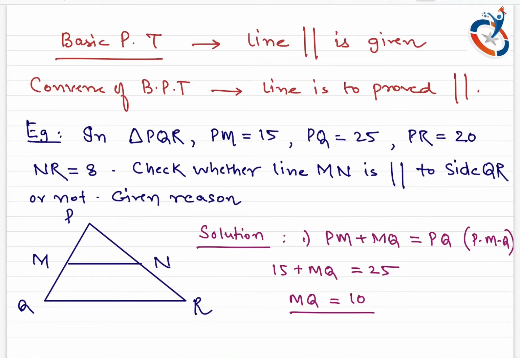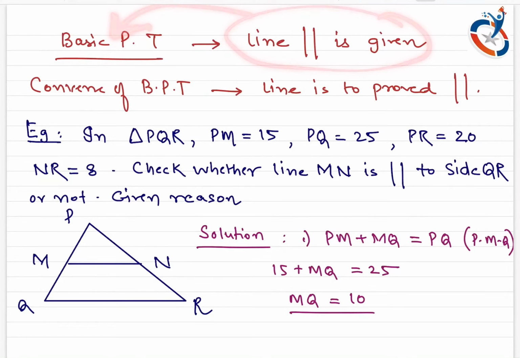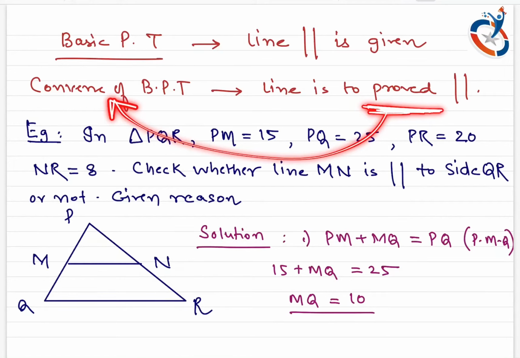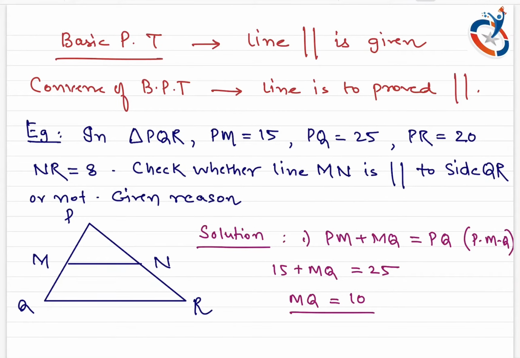I repeat this again. If in a sum the line is given parallel, then you have to use the basic proportionality theorem. And if in a sum you have to prove the line parallel, then you have to use the converse of the basic proportionality theorem. Clear to all? So basic and converse, there are very important questions based on this. These two theorems are very important. Now you have applications based on this. We discuss that in the next lecture. Thank you so much.